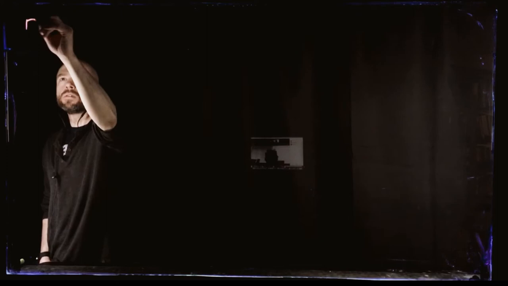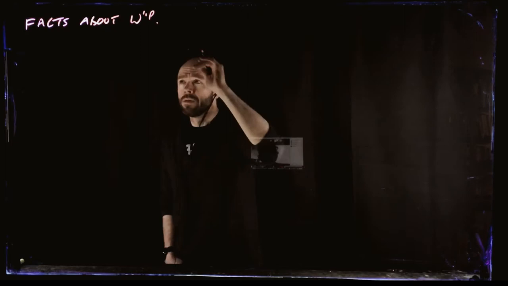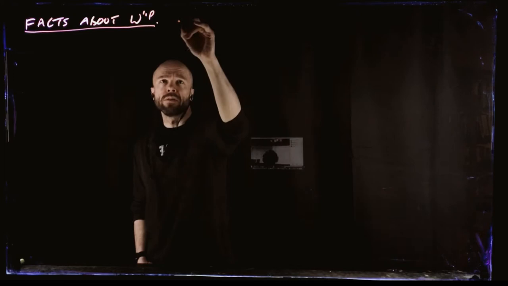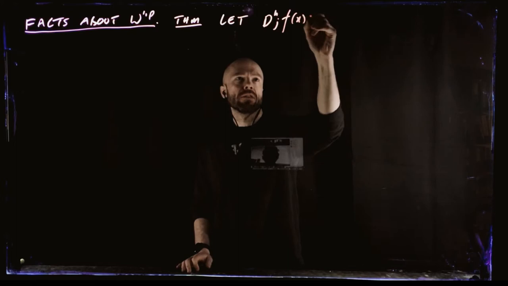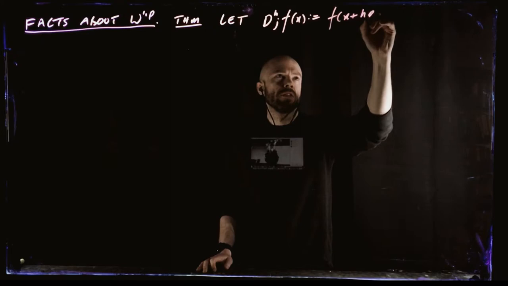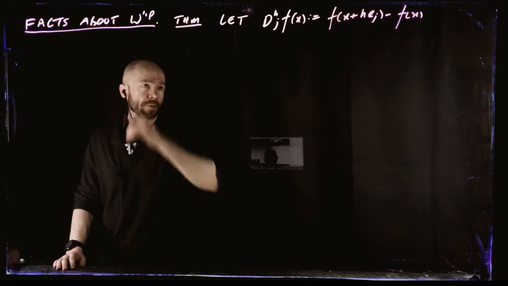Let's start with some basic facts about Sobolev space. The fact that we are first going to consider is the following theorem. Let D_j^h f of x be defined to be this difference quotient, f of x plus h e_j minus f of x. So this is without yet dividing by h. This is probably more standard this way.